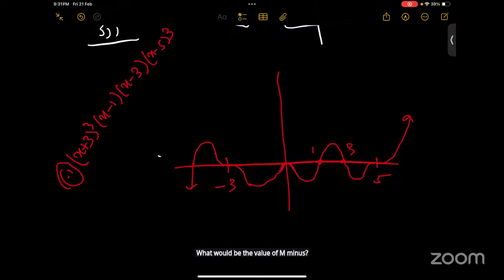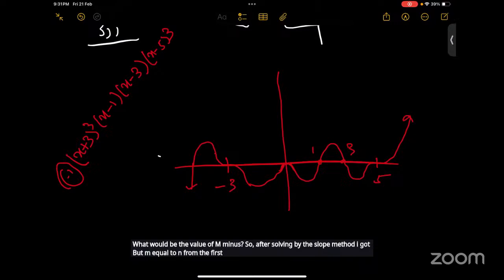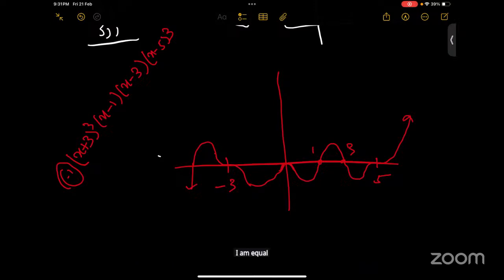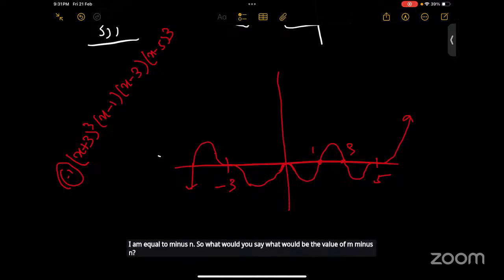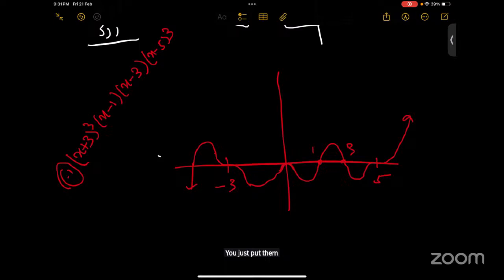I did that question. After solving by the slope method, I got m equal to n from the first relation, and by the other one, I got m equal to minus n. So what would you say? What would be the value of m minus n? You just put them, then maybe you will get 0, 0. Obviously, there would be no solution for it now, ma'am. 0, 0. Yeah.